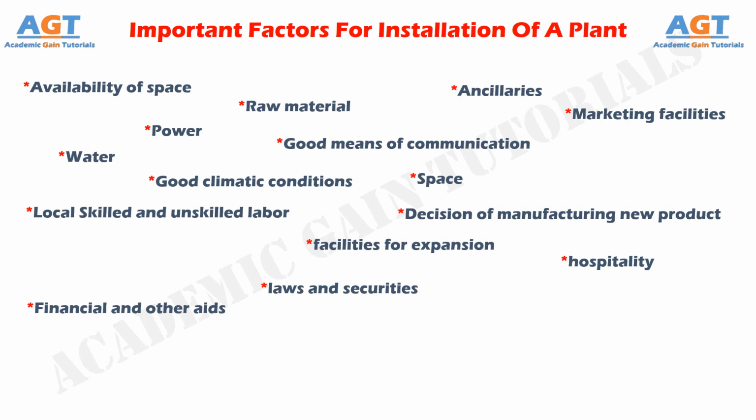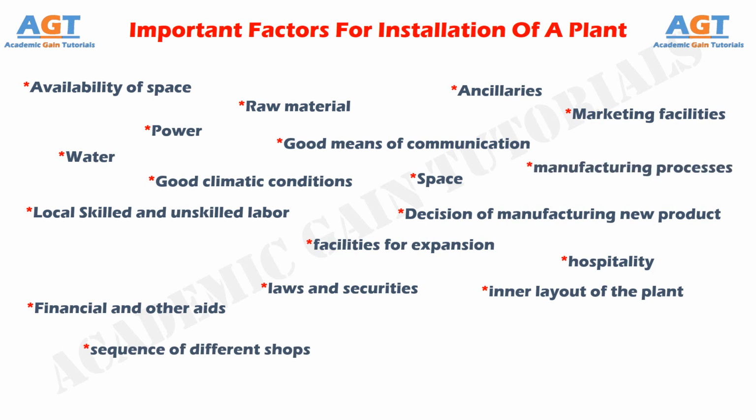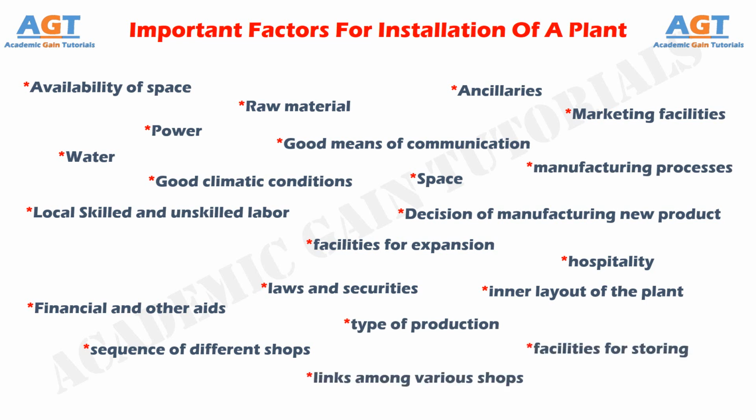After finalizing the size and location of the plant, the next step is to design the inner layout of the plant to plan out the sequence of different shops and their locations according to specifications of material and product, manufacturing processes, type of production, material handling facilities, system and facilities for storing, interdependability of one shop over the other, links among various shops, service facilities and lighting and ventilation.